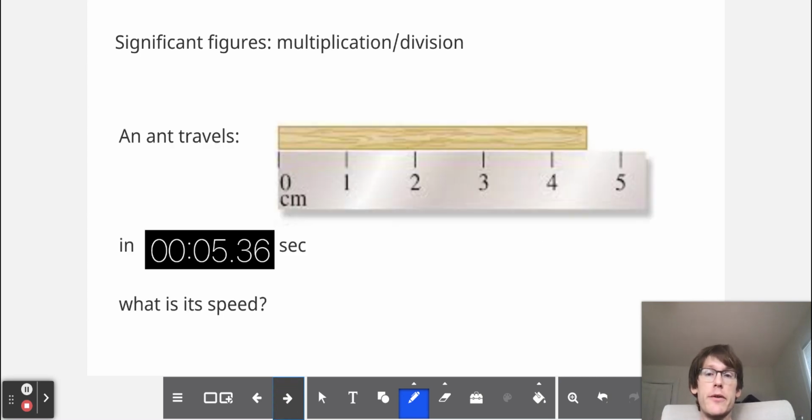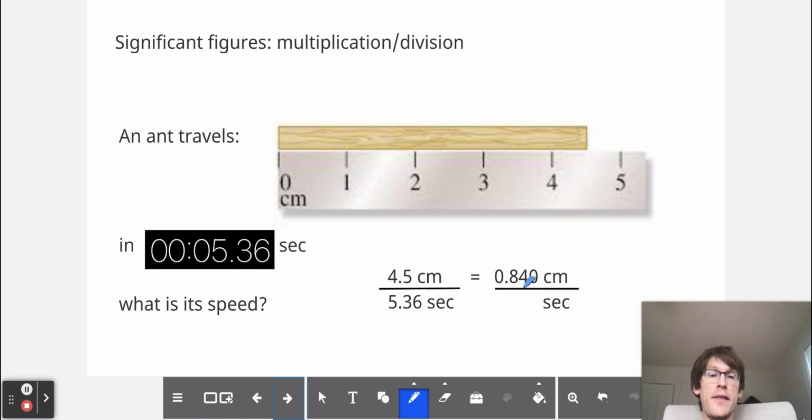If we are multiplying or dividing, there's a different rule with sig figs. Let's say an ant travels this distance in this much time. They have different numbers of significant figures. I can take the speed as, let's call this 4.5 centimeters over 5.36 seconds, and that mathematically comes out to 0.840 centimeters per second, but I need to round this to 0.84 centimeters per second because my least precise measurement had two sig figs. That's the 4.5 centimeters.